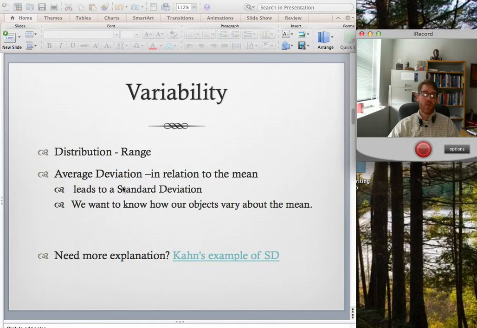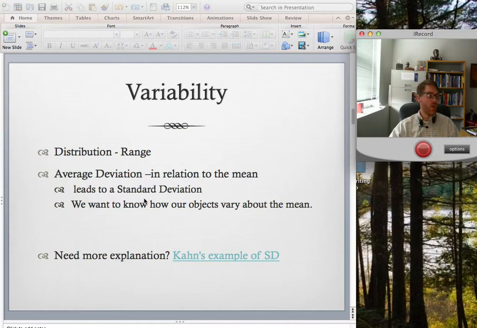Now the problem with average deviation is that if we were to do that calculation, it's always going to equal the same number for every sample. It's always going to be 0. We know that on one side of the mean and the other side, we have negative and positive, and they'll always balance each other out, and we'll have 0. And that's why we most often use standard deviation, because we square those numbers and it gives us a positive number. It also gives us a way to know how these numbers vary about the mean.